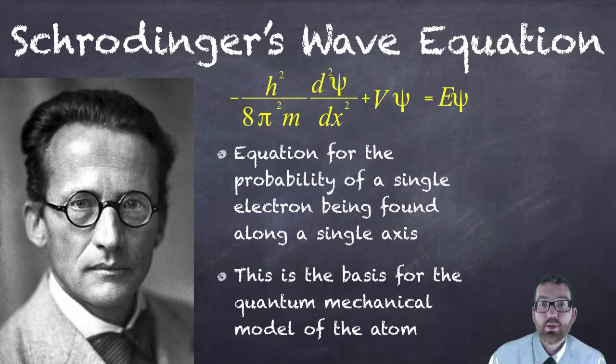And this is the basis for the quantum mechanical model of the atom. If you apply the math of Schrödinger's equation to the electron positions, you start getting all these really crazy shapes that we'll be talking about later in this chapter.